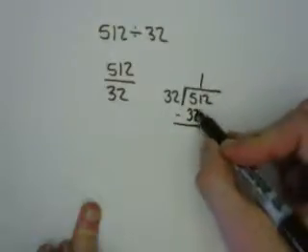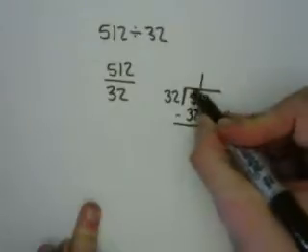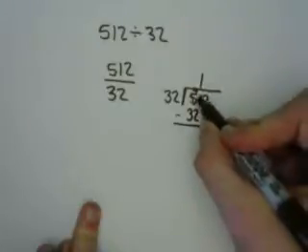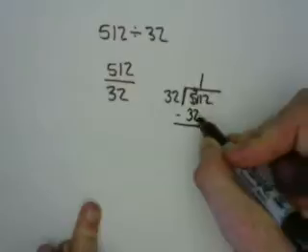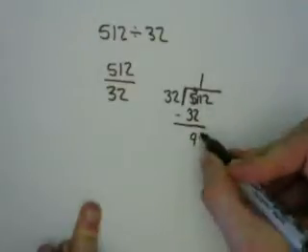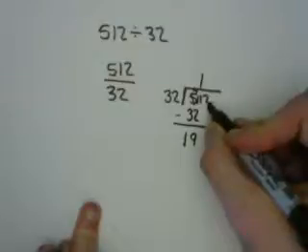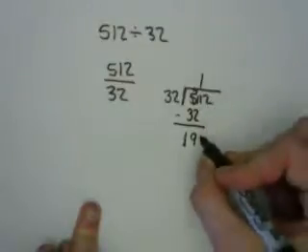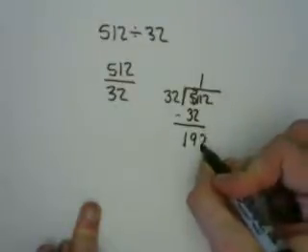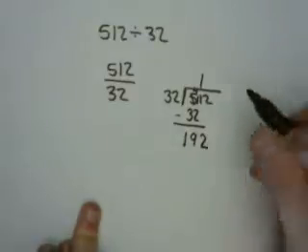So 1 minus 2, well, I'll need to borrow in this case. This becomes a 4, and this becomes 11. 11 minus 2 is 9. 4 minus 3 is 1. Now I take my next number, and before I divide into it, I must drop the 2, making this 192.